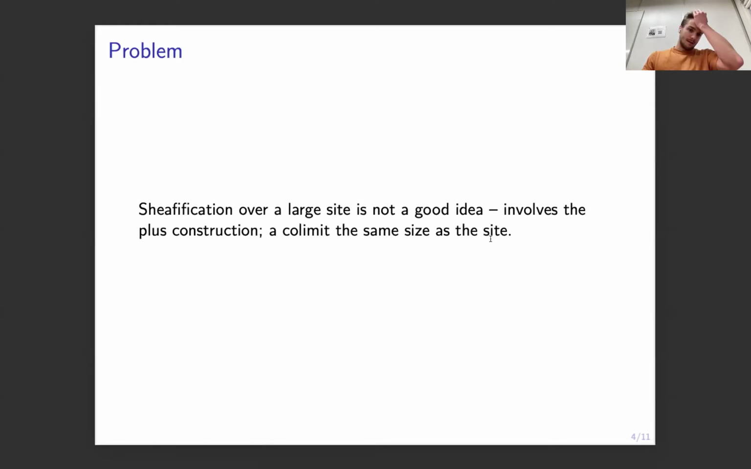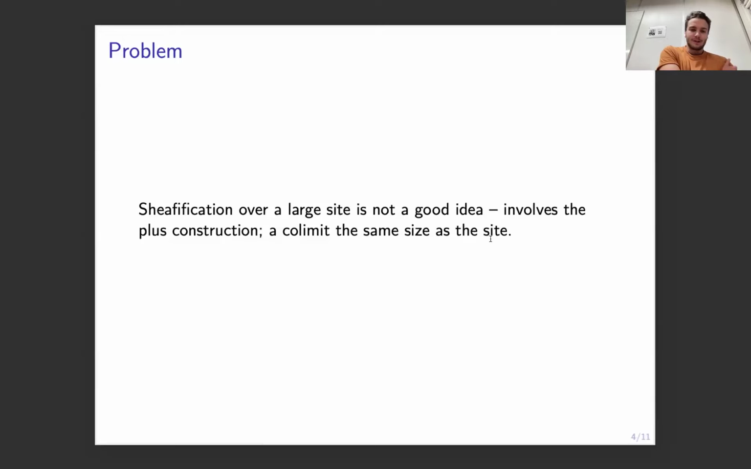Sheafification is supposed to be a left adjoint to the inclusion of sheaves in presheaves. So you take a presheaf, and you get the universal sheaf that it maps to.